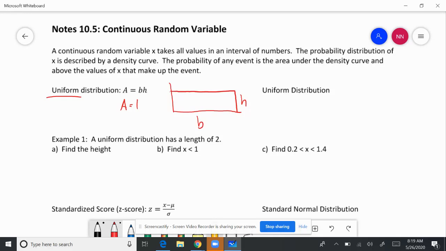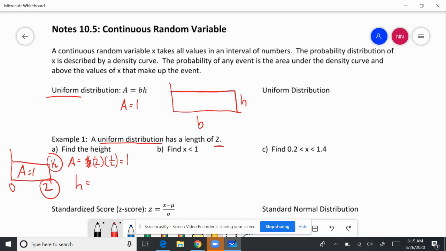It tells us that our uniform distribution has a length of 2. So if we were to draw it out, we would have a rectangle. It starts at 0 and has a length of 2. Since the area has to be equal to 1, the height has to be 1/2, because 2 times 1/2 has an area of 1. Whatever the base is times the height is always going to give us the area. So our height is equal to 1/2, since our base is 2.